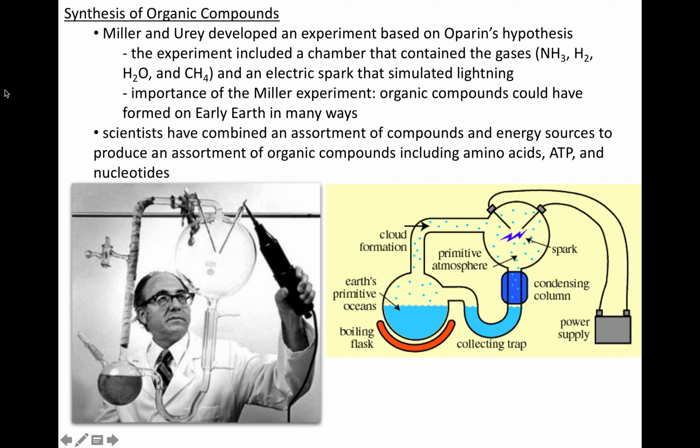So they actually took all those things, put them into a container, sparked it with electricity, heated it, did all those things, and what actually formed? They found amino acids, the building blocks of proteins, ATP, which is energy, nucleotides, which are the building blocks of DNA and RNA. Does this explain how life began? No, but does it explain how the building blocks of life could have shown up? Yeah, it may explain that. So this is just some history of where the early organic compounds could have come from.